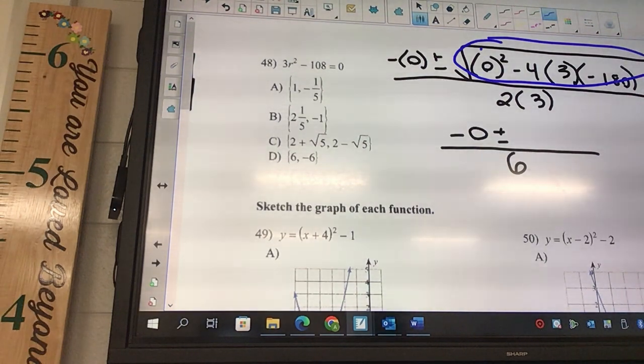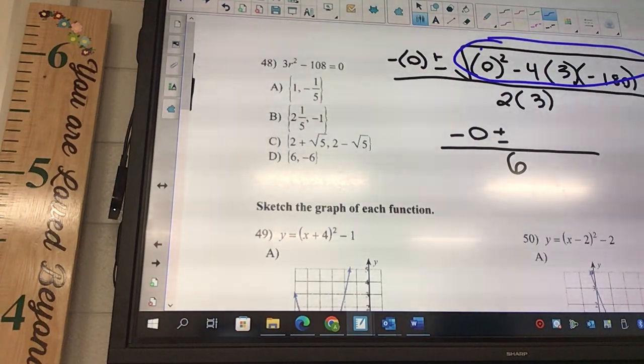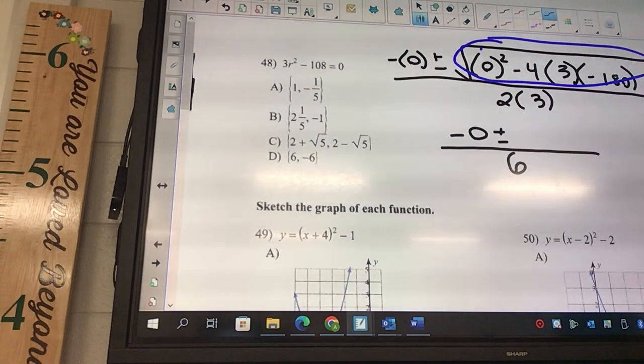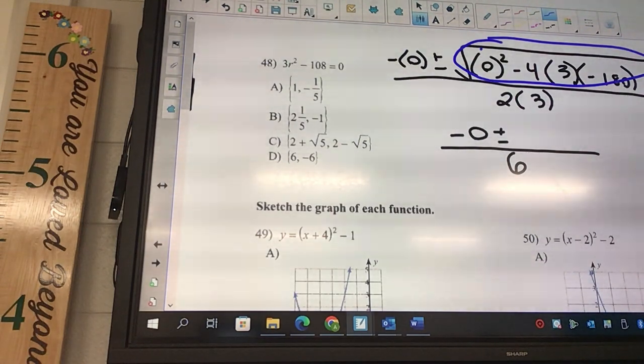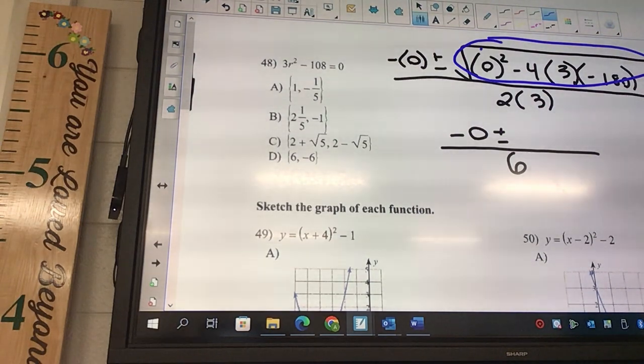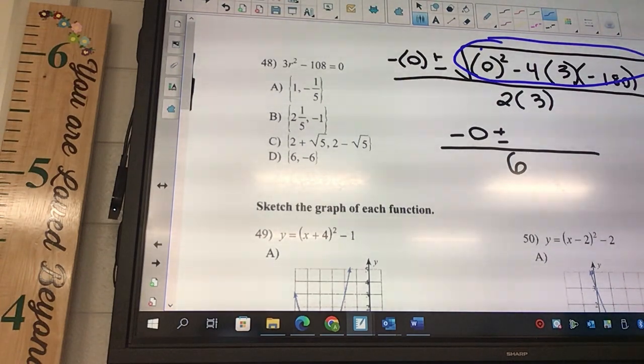Okay, so you guys are going to do 47. I'll do 48. We just flip-flopped. It's not turning on.